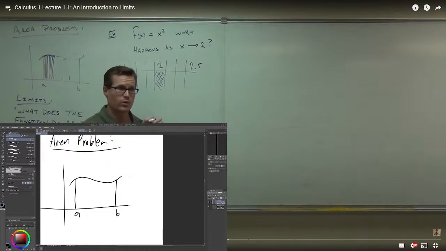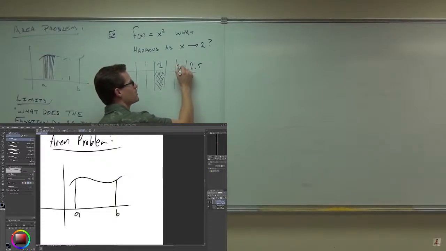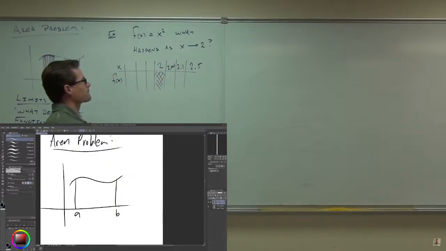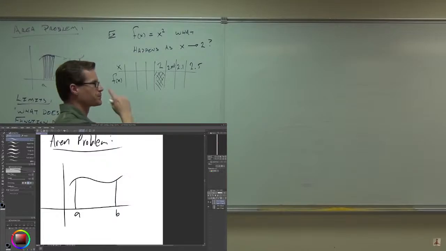Or 2.01. We want really close, right? So 2.1 and then maybe 2.001. That's pretty close. Take your calculators out, by the way.